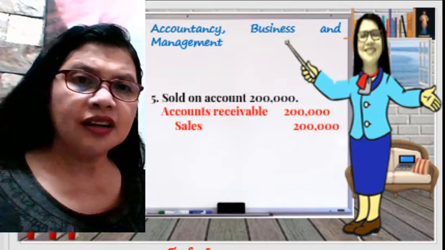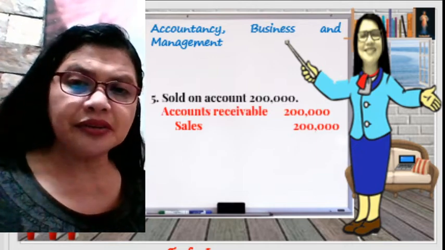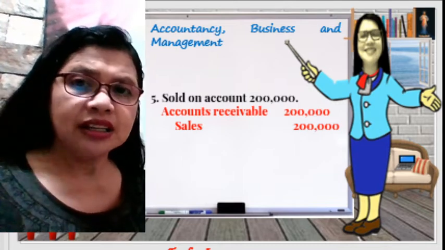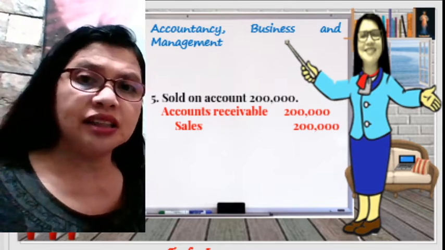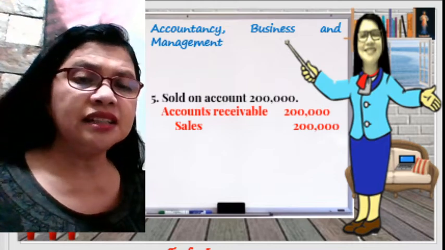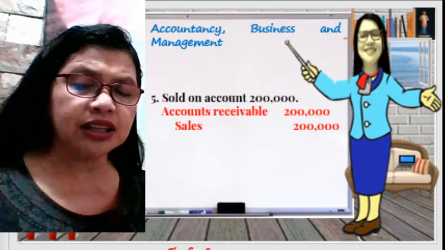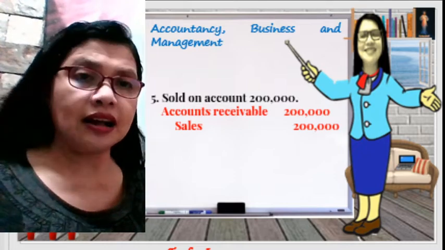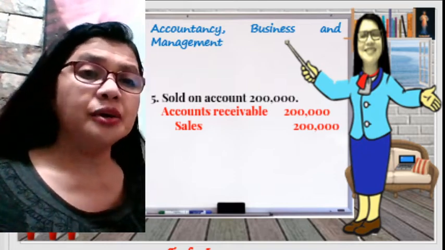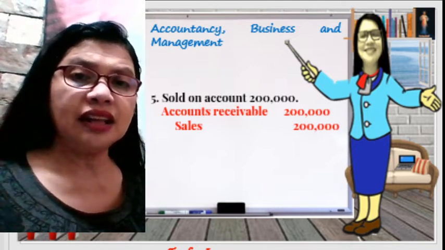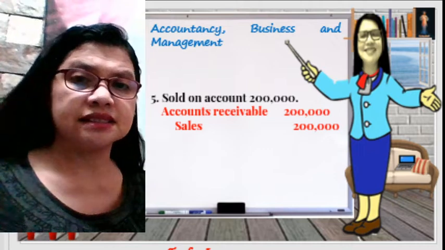Then we have sold on account, 200,000. When we say sold on account, that is a sales. So sales is a credit balance. So we record sales, 200,000. And since it is on account, we have to record the receivable. Okay, accounts receivable, 200,000, and then credit sales.